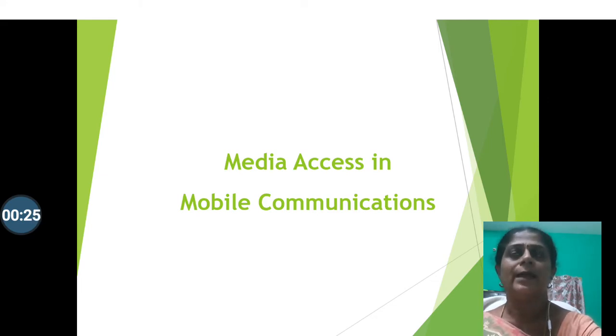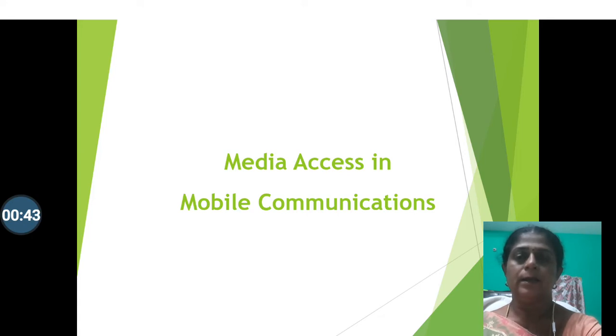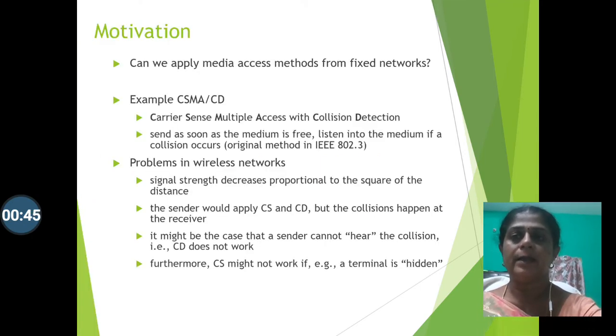So when you're going to access the medium, what will you do? You'll first find out whether the medium is free and then you'll start sending the data. This is the scenario in a fixed network. In a wireless network, the medium is air, wherein the packets are sent through electromagnetic waves. Can we use the same medium access methods from fixed networks in a wireless scenario? Is it possible? Let us find out.